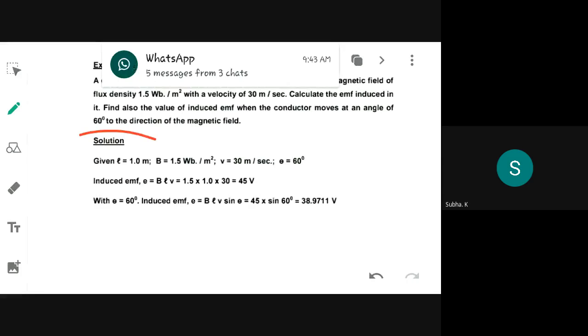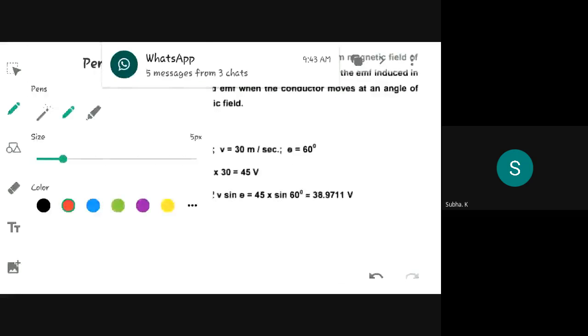Okay, what's the answer? Second case, when theta is equal to 60, what is the answer? Have you got 38.9711?